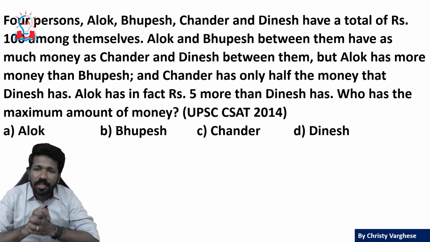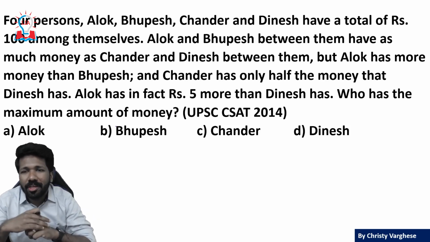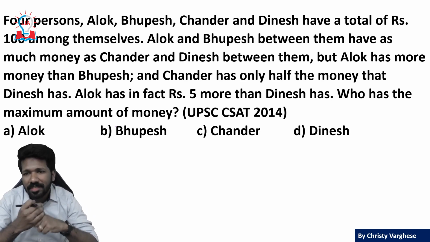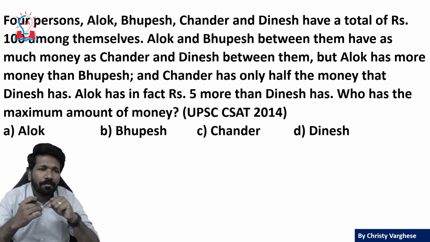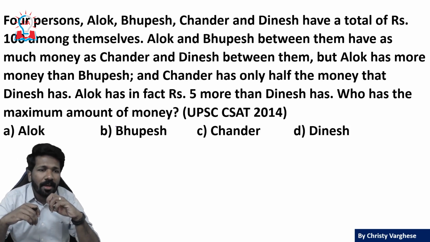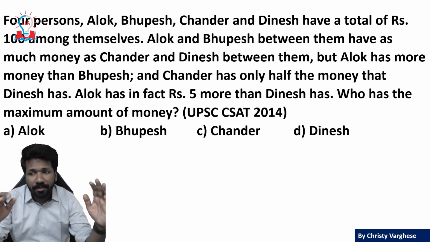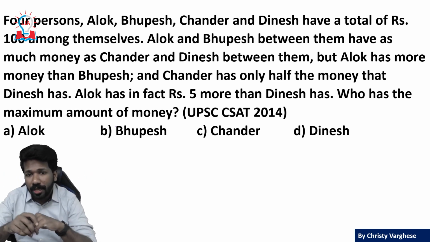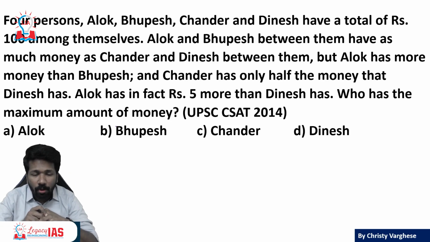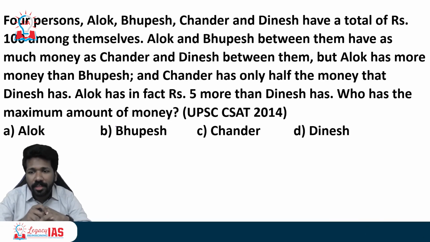4 persons: Alok, Bhupesh, Chandar, Dinesh. Their names start with A, B, C, D, so I will just say A, B, C, D. ABCD have a total of rupees 100 among themselves. Alok and Bhupesh between them have as much money as Chandar and Dinesh between them, and Alok has more money than Bhupesh and Chandar has only half the money that Dinesh has. Alok has in fact rupees 5 more than Dinesh has.